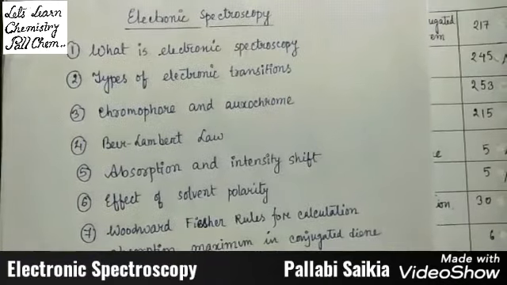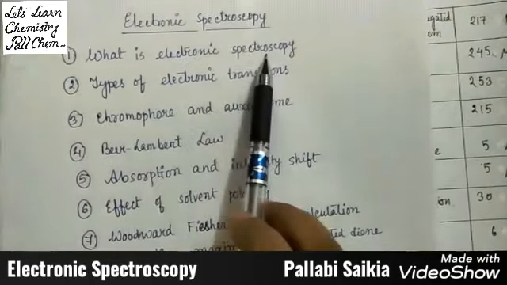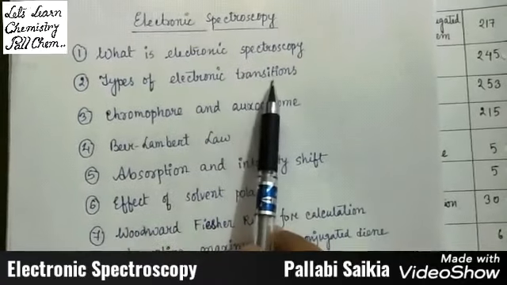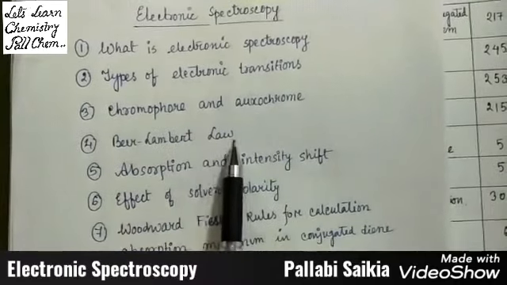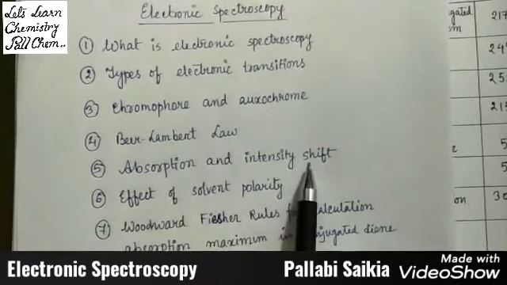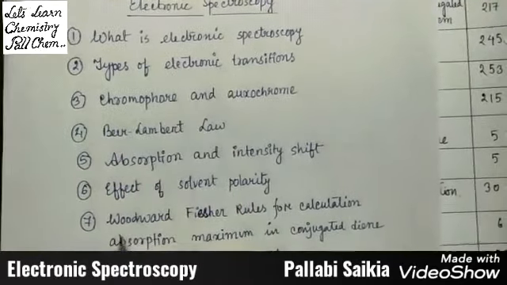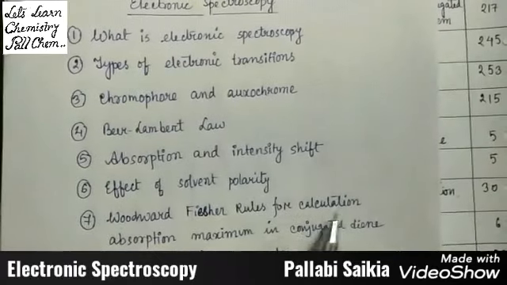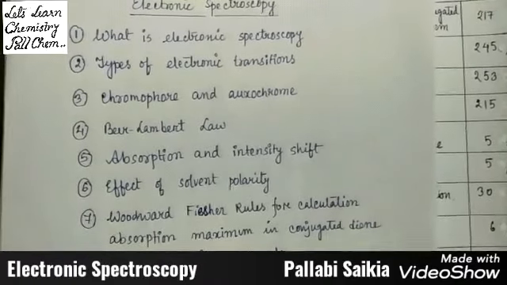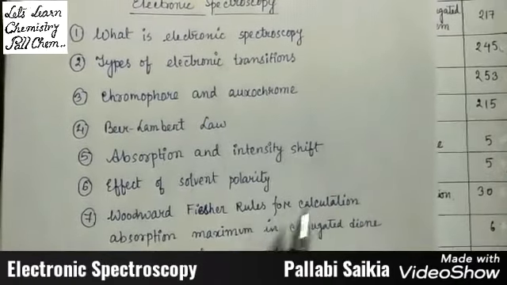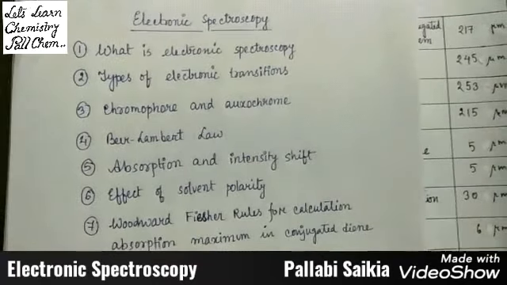In this video, we are going to discuss electronic spectroscopy, which includes: number 1, what is electronic spectroscopy; number 2, types of electronic transitions; number 3, chromophore and auxochrome; number 4, Beer-Lambert Law; number 5, absorption and intensity shift; number 6, effect of solvent polarity; number 7, Woodward-Fieser rules for calculation of absorption maximum in conjugated diene and carbonyl compounds. So there are some rules which determine the absorption maximum. So let's start with what is electronic spectroscopy.